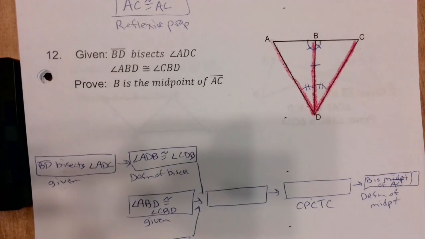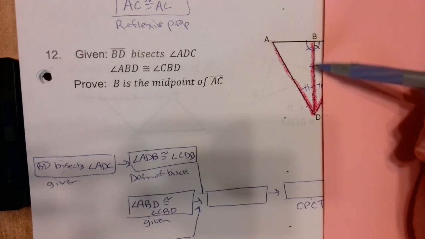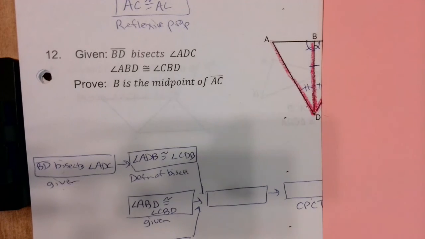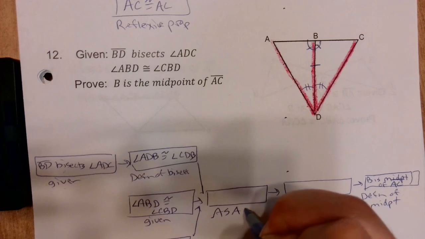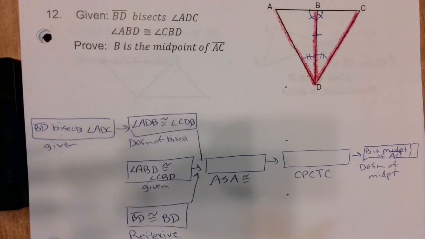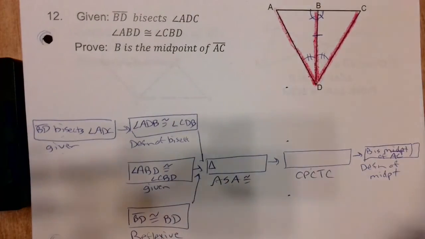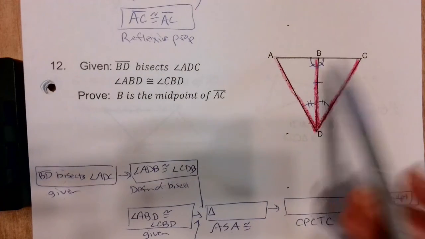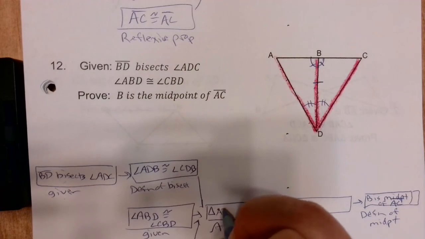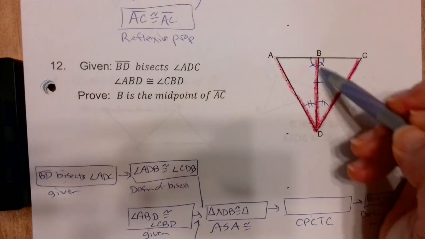So look at the picture. One triangle. Angle, side, angle is the rule we're dealing with. So angle, side, angle congruency goes under the first box at the end here. We need to know what order the letters go in for the triangle. So I'm going to go ADB, just like I did before, is congruent to triangle CDB.